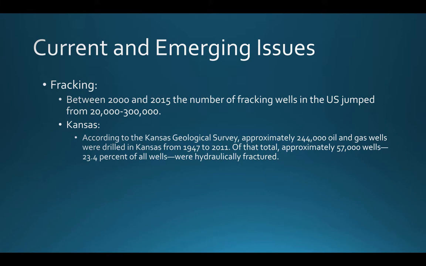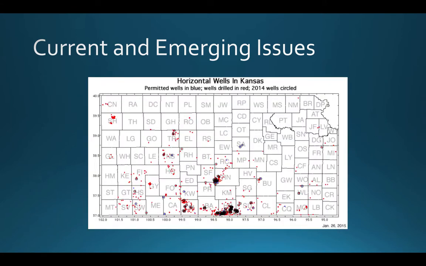In Kansas, the Kansas Geological Survey approximates that we have 244,000 oil and gas wells, and of those wells, 57,000 of them are fracking wells. So almost 1/4 of the wells that we have in Kansas have been hydraulically fracked. Now, where are those wells located? Well, here's a map showing where those wells are located. And you can see most of them are concentrated in south central Kansas.